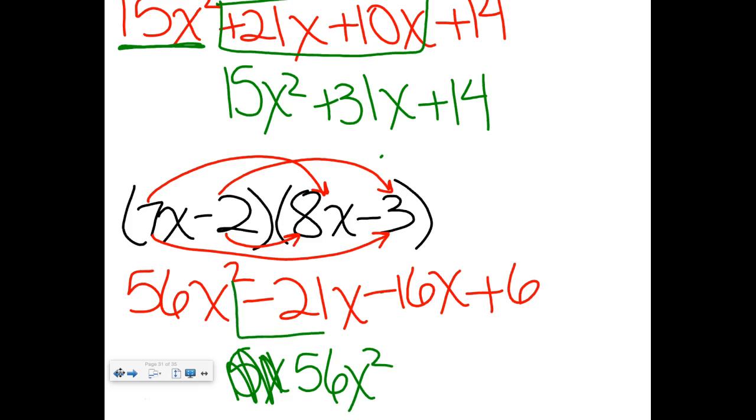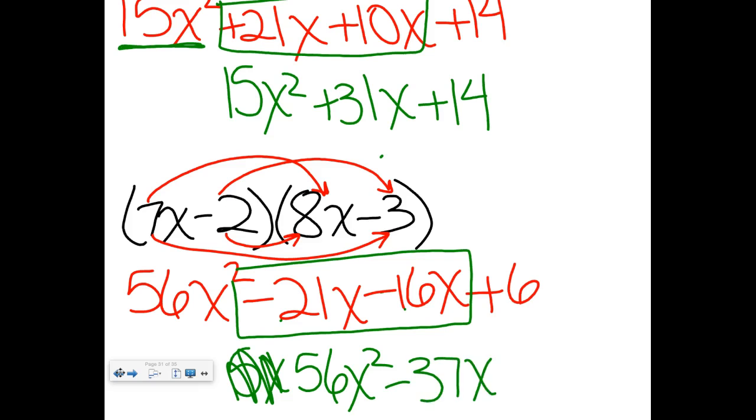Now again, here is a struggle for some of us. These are both negative, so that means you're going to add them together, and because they're both negative, we're going to have a negative number. So I'm going to take negative 21 and negative 16, and when we add those together, we are going to have negative 37x. And again, our 6 doesn't have any like terms, so we're going to bring that down.